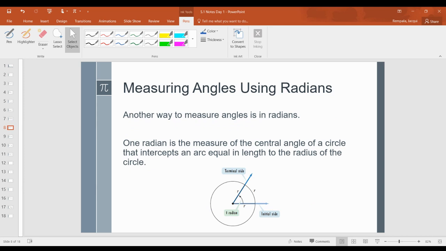All right, so degrees you should be familiar with. Now let's talk about radians. When we measure angles using radians, we have to understand how we get these radian values. It says 1 radian is the measure of the central angle of a circle that intercepts an arc equal in length to the radius of the circle.